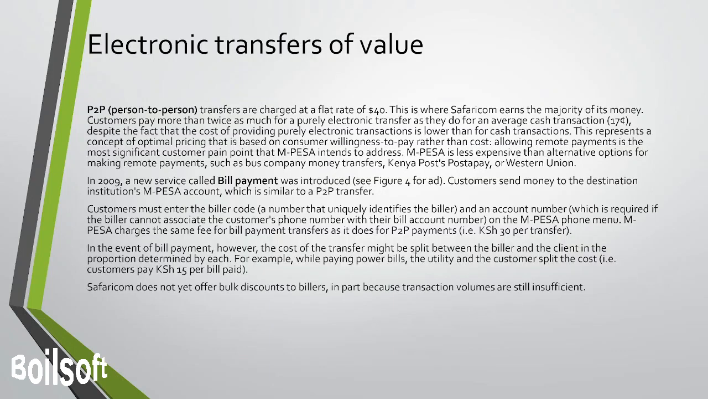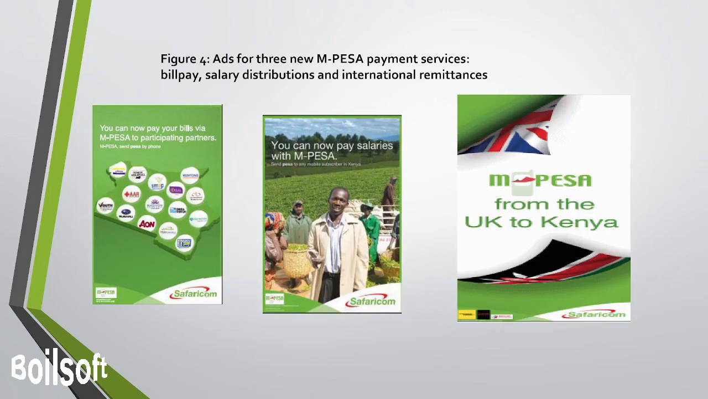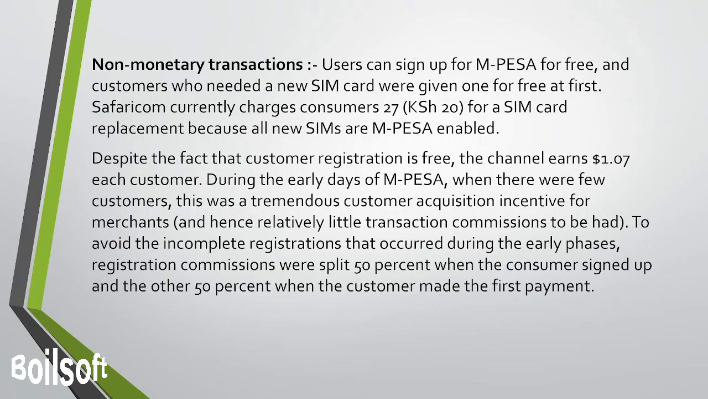So for electronic transfers of value, first is P2P, which is person to person, where the transaction happens from one person to another. And on the other hand, in 2009, a new service called bill payment was introduced, where the customer has to just enter a biller code number, and from that they can pay their bills. Here you can see the three new M-Pesa payment services: bill pay, salary distribution, and international remittance. For example, here it is shown between the UK and Kenya.